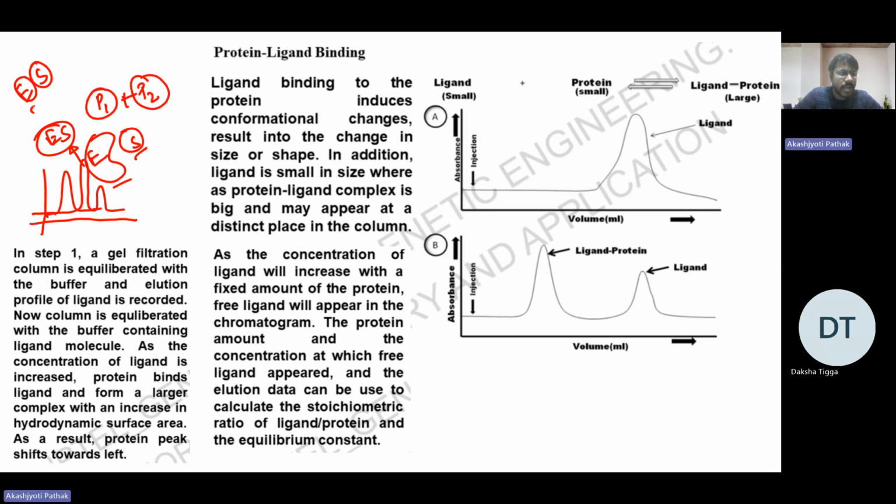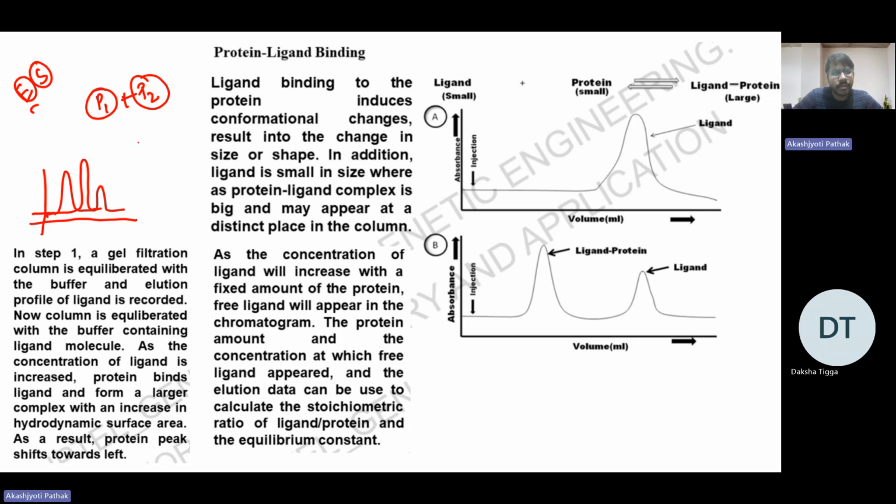So your enzyme has a particular peak. Forget the example of enzyme and substrate, because if you do an enzyme substrate reaction, then you will also have a product, and then you will also get a peak for the product. But just consider there are two proteins, and you want to study if these two proteins interact with each other, then you can also do a size exclusion chromatography.